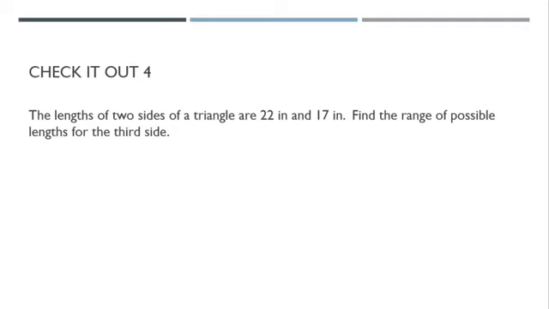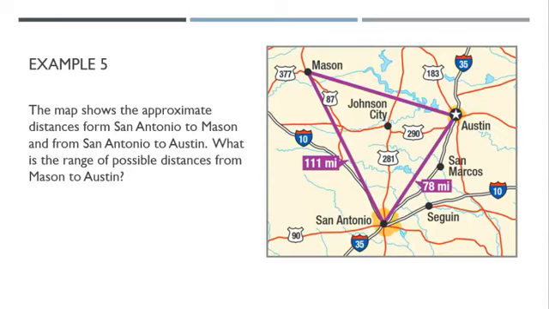Example 5, it says the map shows the approximate distances from San Antonio to Mason and from San Antonio to Austin. What is the range of possible distance from Mason to Austin? Now notice on the picture, they've told us that San Antonio to Mason is 111 miles, and from San Antonio to Austin, it's 78 miles. Those are two sides of the triangle that's made.